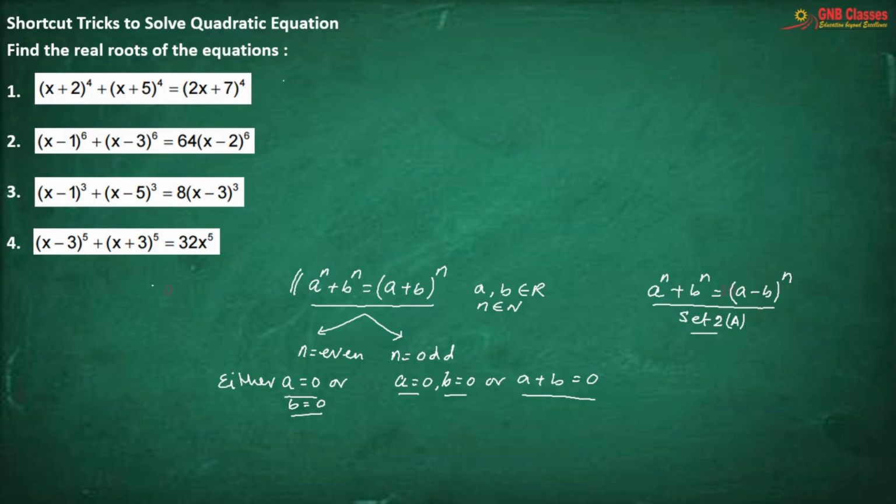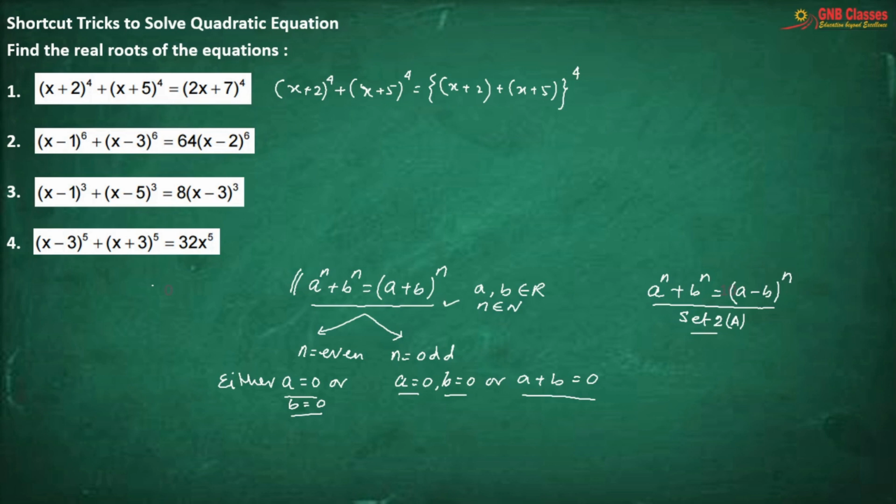See, in the first problem we have (x + 2)^4 + (x + 5)^4 = (2x + 7)^4, which can be written as (x + 2 + x + 5)^4. Yes or no? So it is of the form a^n + b^n = (a + b)^n.